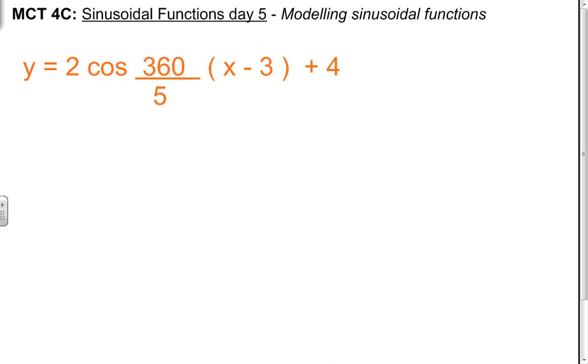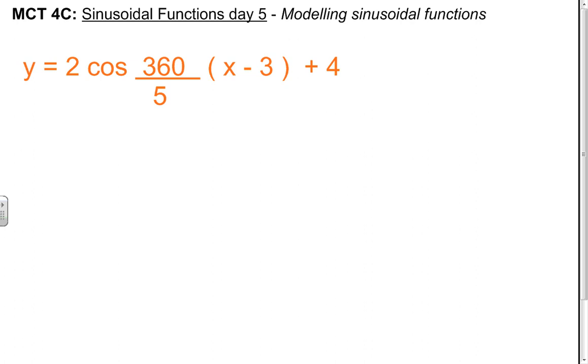So grade 12s, we're on our 5th day of sinusoidal functions, and I've only got 2 examples today. Our goal is that if we're given the graph or a description of the properties of a function, we would be able to determine the equation. So first one we're going to look at is the equation, and we're going to look at all the bits and pieces and see if we can go backwards.